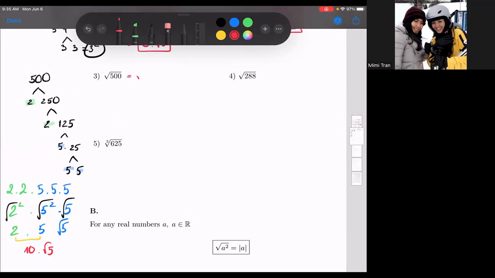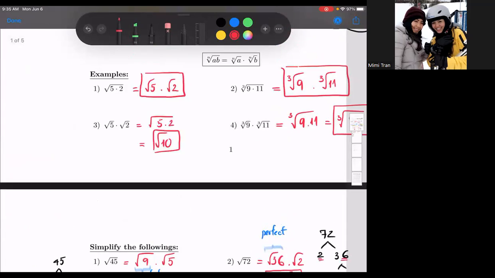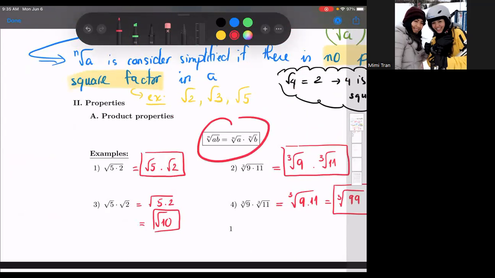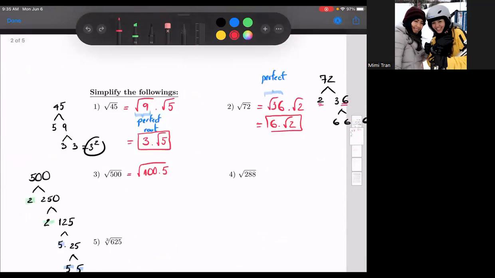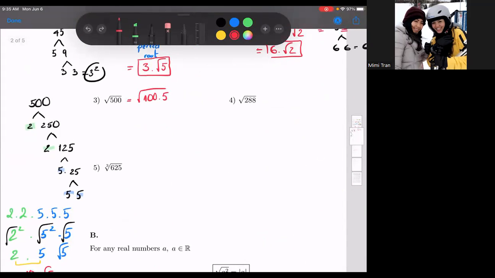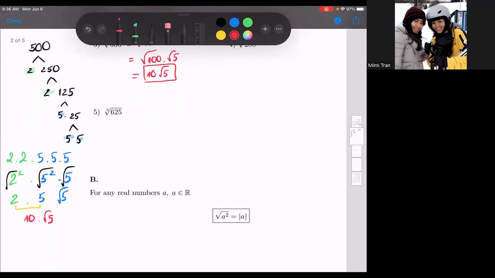But we see 5 times 100, so I see 100 times square root of 5. You know what? Let me do one more step. Square root of 100 times 5. And then I'm going to use this property just to break it apart. I forgot to do that in the previous problem. So I have square root of 100 times square root of 5. Square root of 100 is 10. And then square root of 5 is square root of 5. So far, so good.